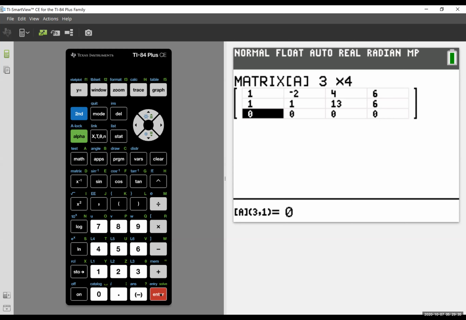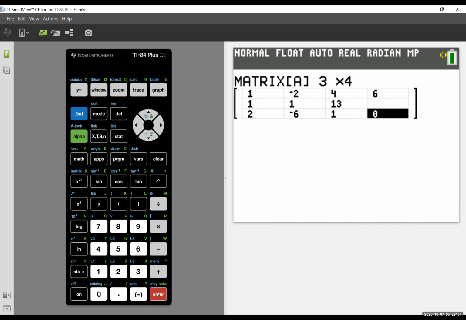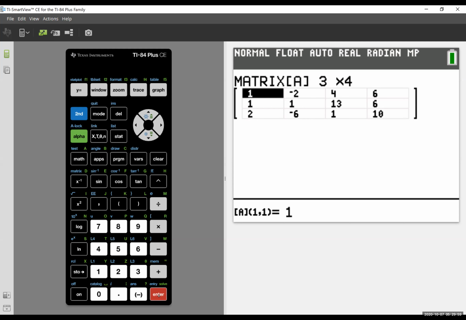I should have a 2 in column 1, a -6 in column 2. Press enter, a 1 in, be careful, look what happened, it accidentally entered 11. Let's be careful with that. A 1 in column 3 and a 10 in column 4. So that should be my matrix.